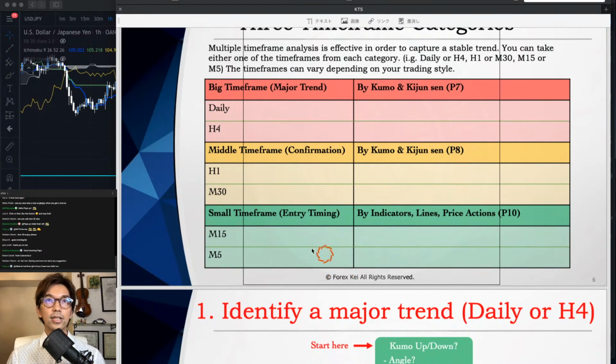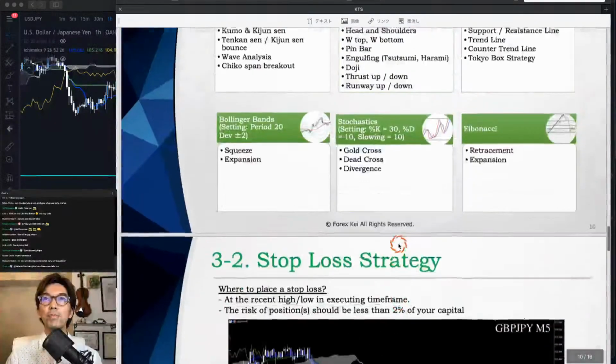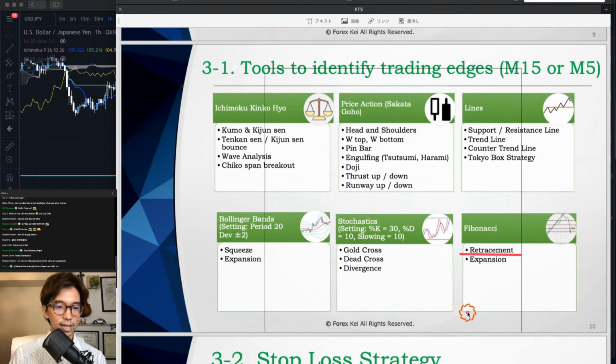Right, and what I look at to capture the trading edges will be on page 10 of this PDF. So if you can go down to page 10, that will be on this page. These are the tools and indicators that I use to capture trading edges. And today's topic is actually Fibonacci retracement, which I talk about in today's KTS lesson.